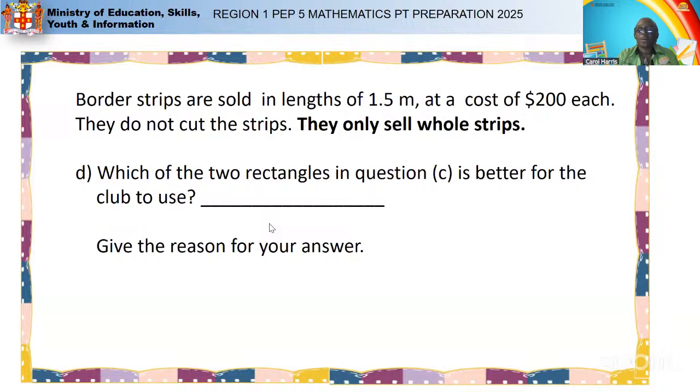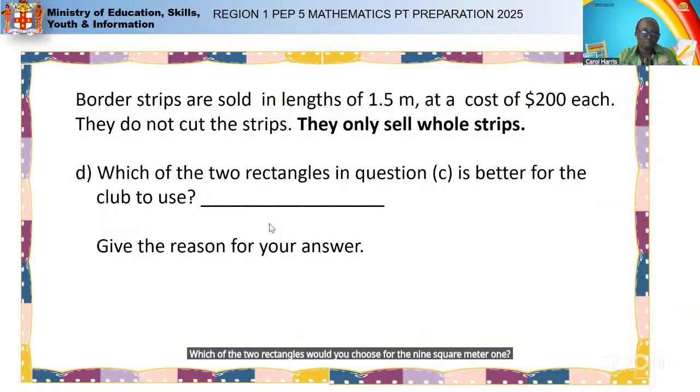Let me hear from Edward Siaga, Primary. I see your hand up as first in line. Which of the 2 rectangles would you choose for the 9 square meter one? So they have lowered their hand. We could probably go to their hand.